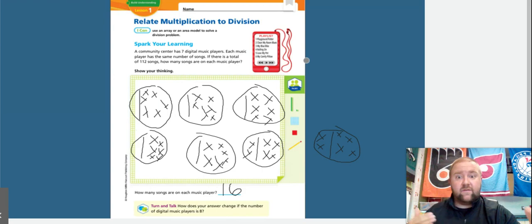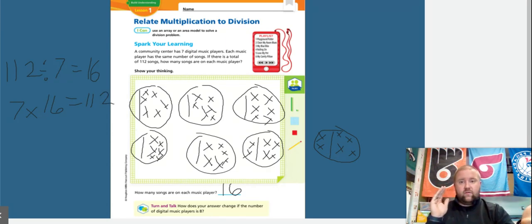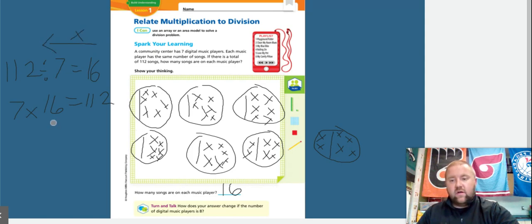So how is that relating division to multiplication? Well, here's how. We just took 112, we divided it by 7 groups, and we ended up getting 16 in each group, right? Well, if you look, we have 7 groups, each has 16. How many are there all in all? There's 112. So they are the opposites of one another. So when we look at 112 divided by 7 equals 16, if you were to work backwards and multiply 16 times 7, which we did here, it's going to give you 112.